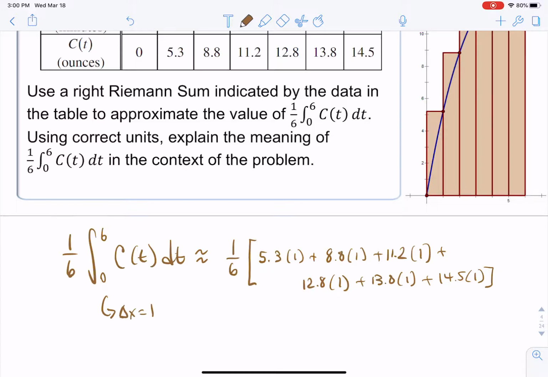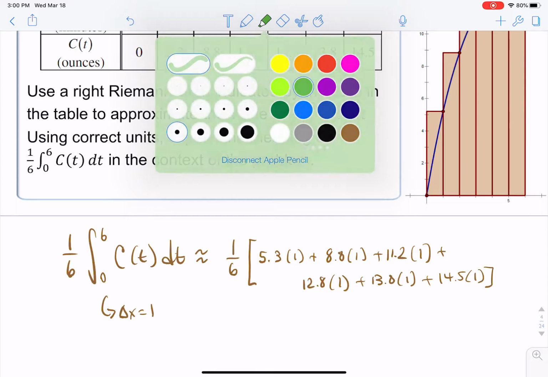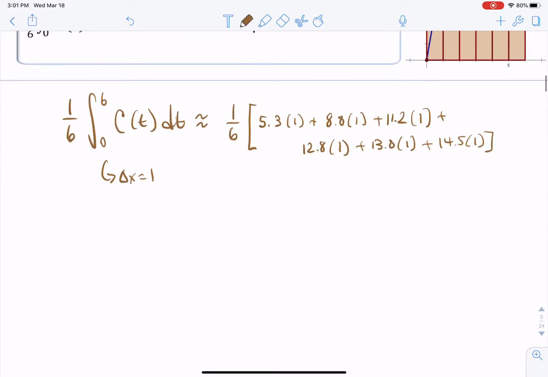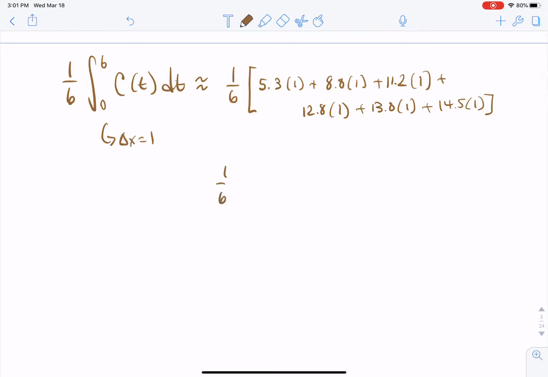Okay. Now, just a recap here. A Riemann sum includes two things. It includes heights that are function values, which is the 5.3, the 8.8, and so on, multiplied times the width of that partition. And in each of these cases, that's the numbers in the parentheses. That's the 1, the 1, the 1, the 1, the 1. Okay, so now simplifying this, we've got 1/6 times, and all the 1's, of course, are going to disappear because they don't do anything.